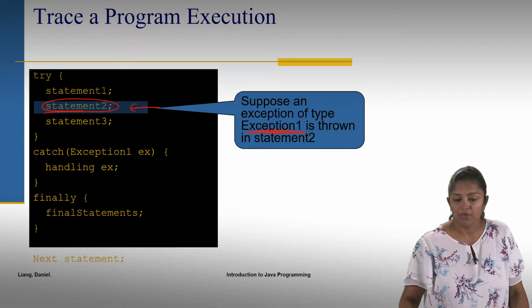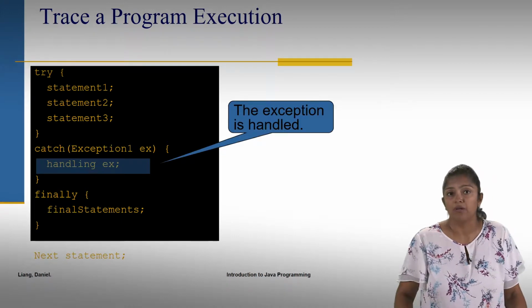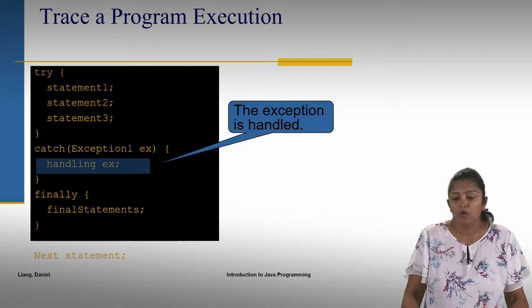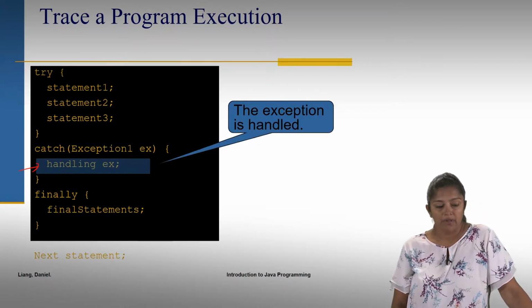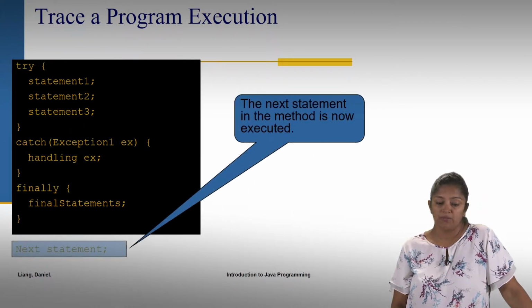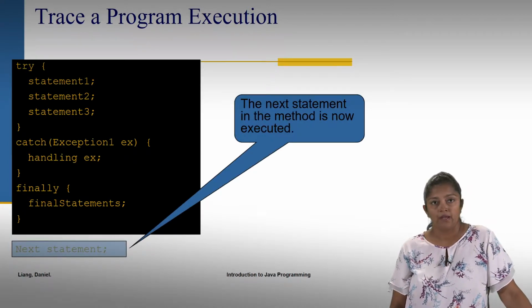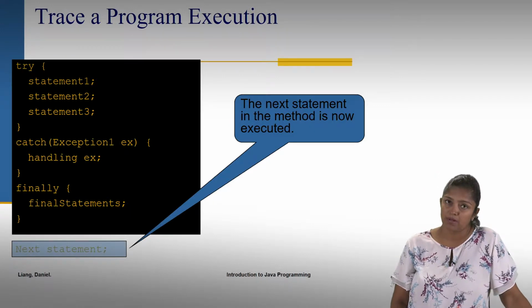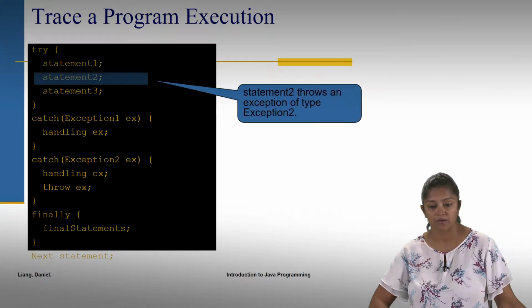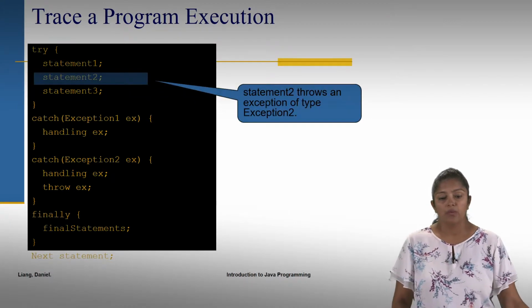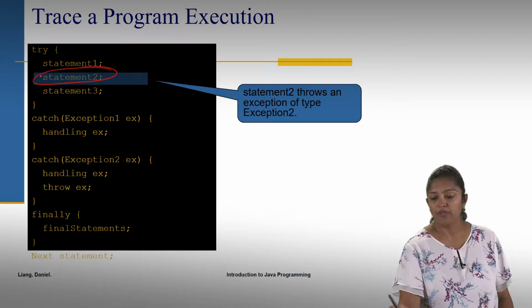So then what happens is there is a catch block corresponding to exception 1. So this is the handling code, handling of EX is done, and then the finally statements are handled, and then the next statement gets executed. So that's what happens when an exception occurs and it is caught, handled, and then the finally statements are executed.